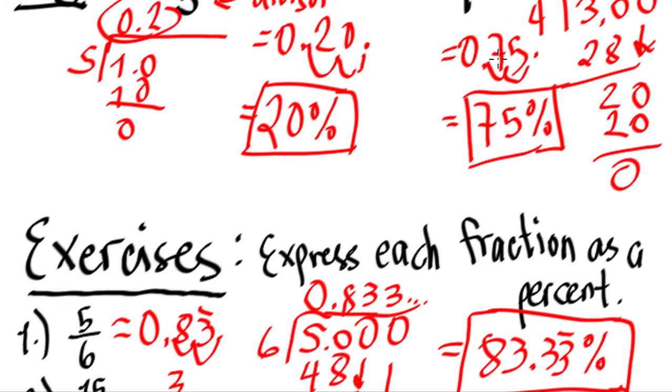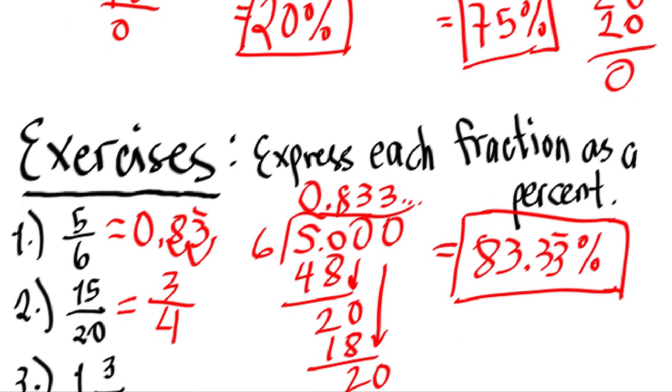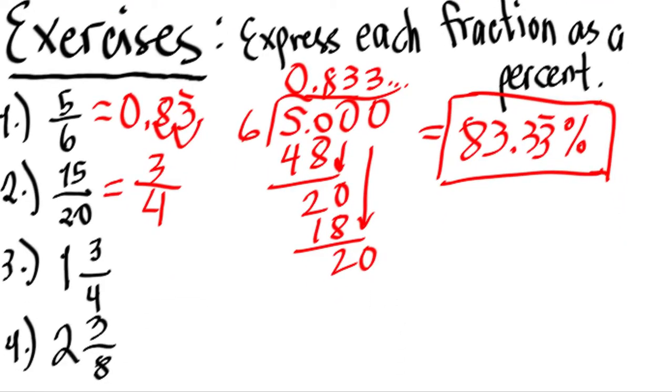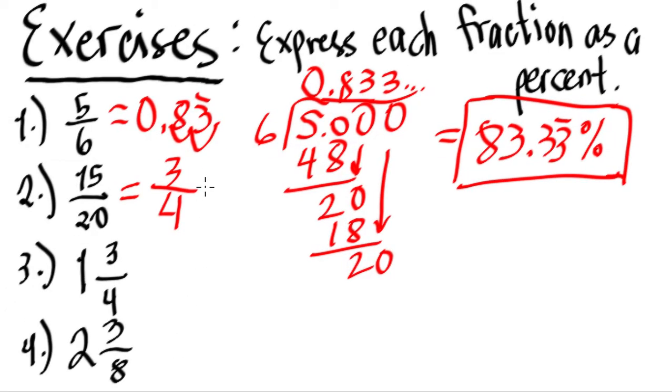So the answer for 3/4 is 75%. So yeah, I think we don't need to solve it again. So let's just say that for number two, the answer is 75%. Okay, 75%. And then let's box that so that we won't get confused.